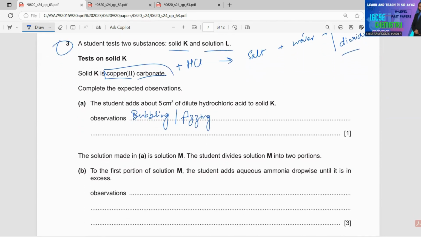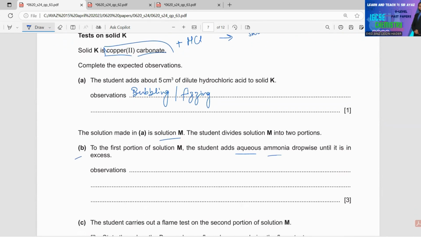The solution made in A is solution M. The student divides solution M into 2 portions. B. To the first portion of solution M, the student adds aqueous ammonia drop-wise until it's in excess. Observations. Now, definitely, this will test the presence of copper 2 plus ion.